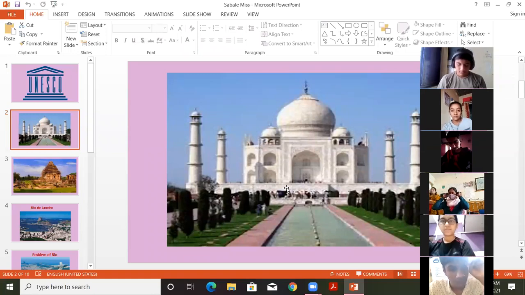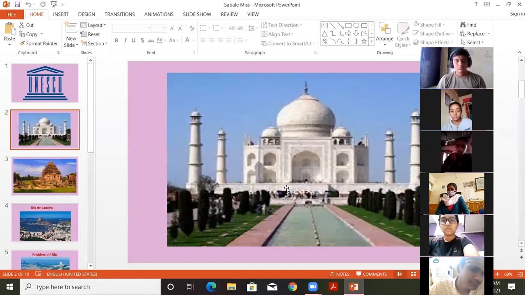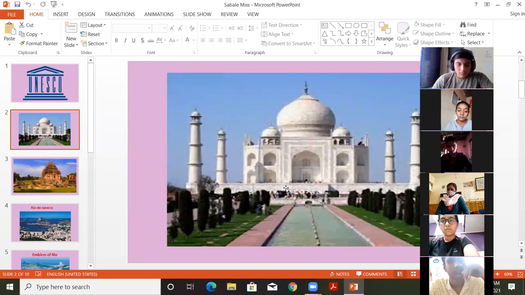And it is said that Shahjahan's tomb was also built after he died. His house is the Taj Mahal. So both Mumtaz Mahal and Shahjahan, both the tombs are in this Taj Mahal. Then I will show you another slide.